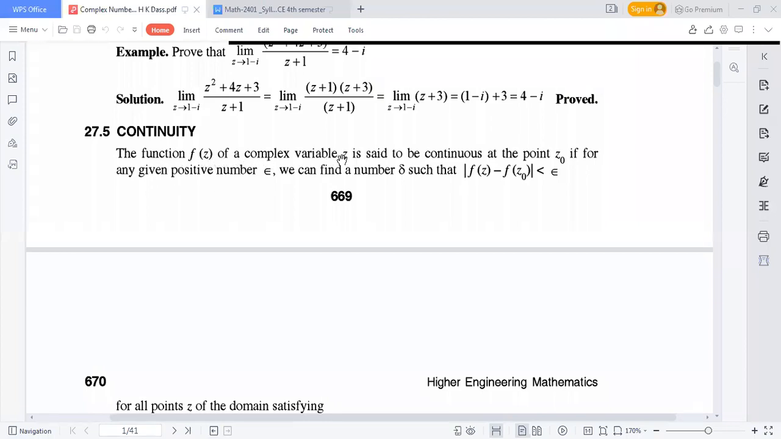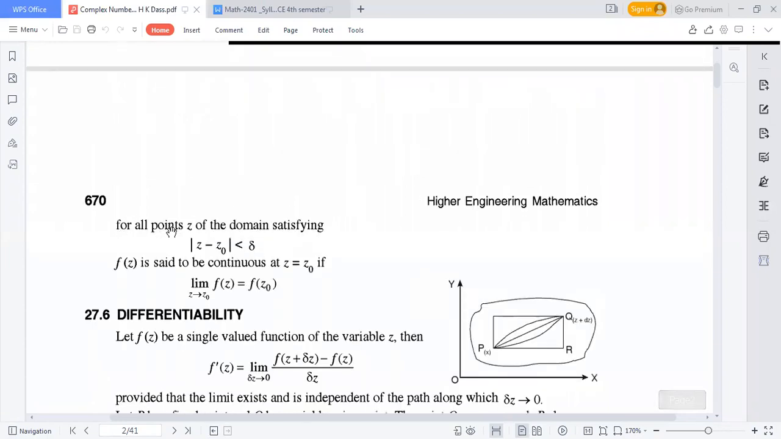The function f of z of a complex variable z is said to be continuous at the point z naught if for any given positive number epsilon we can find another number del such that the functional difference is very negligible but positive, less than epsilon, whenever for all z in the domain, z minus z naught, the point difference, is positive and less than del, where del is a very small positive number. Remember it. That means the limit exists.